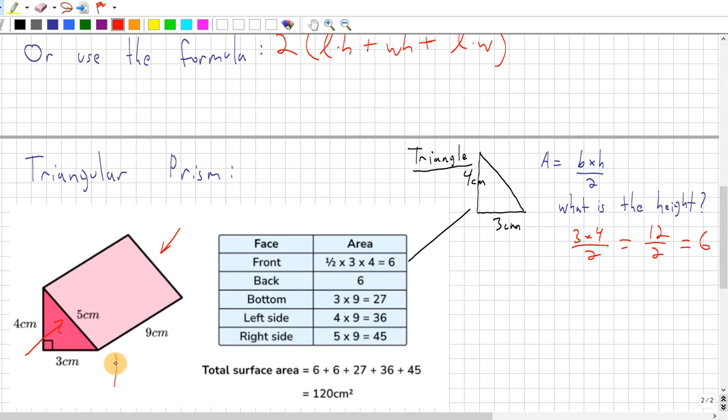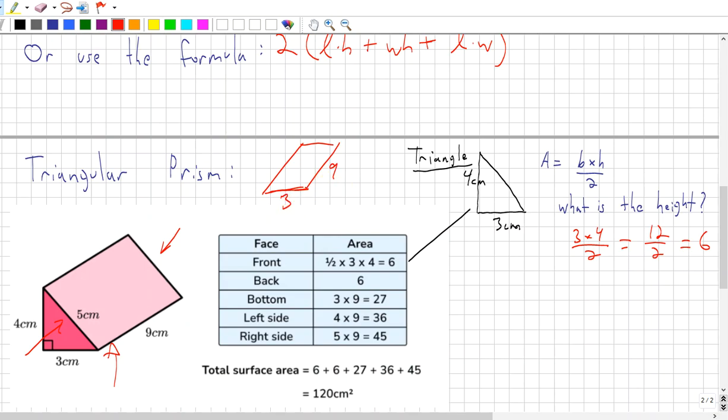The bottom side, if you can see, is going to be a rectangular shape. It's going to have this side 3, and this side 9. So you'd have that side 3, and then that side 9. You'd have this bottom rectangular shape. It would be an actual rectangle.